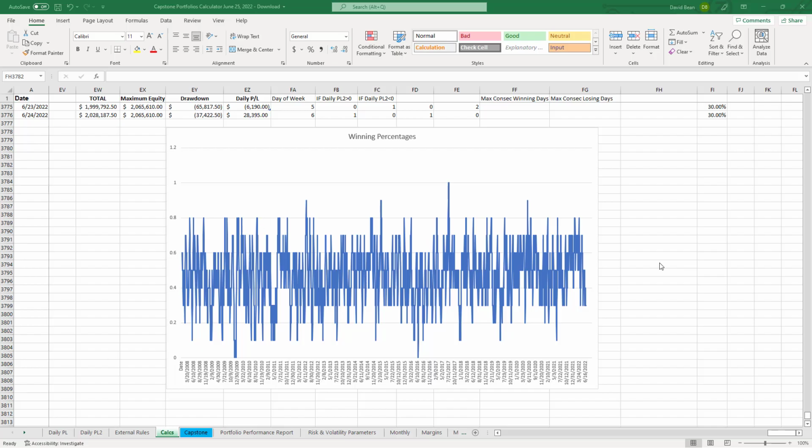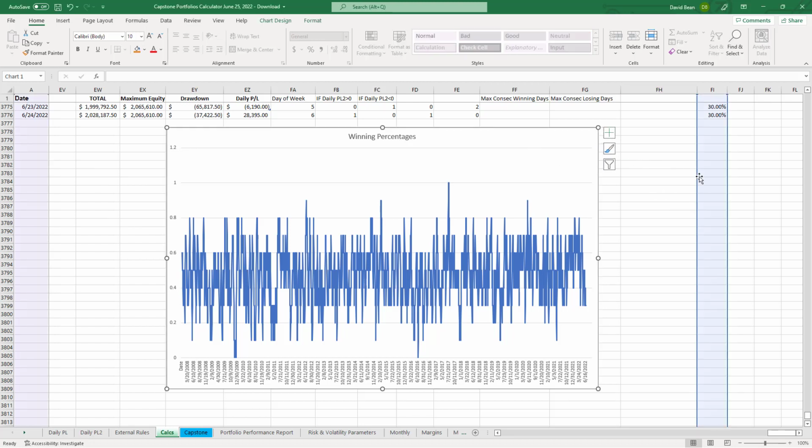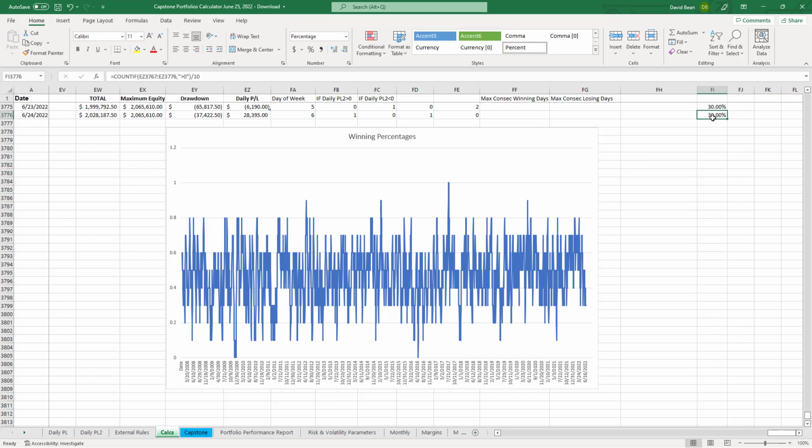Going over winning percentages in algorithmic trading. This is the portfolio calculator updated through June 24th. Today's Saturday, June the 25th. And I want to look at the winning percentages of the last 10 days on average. So I put this formula in my calculator.